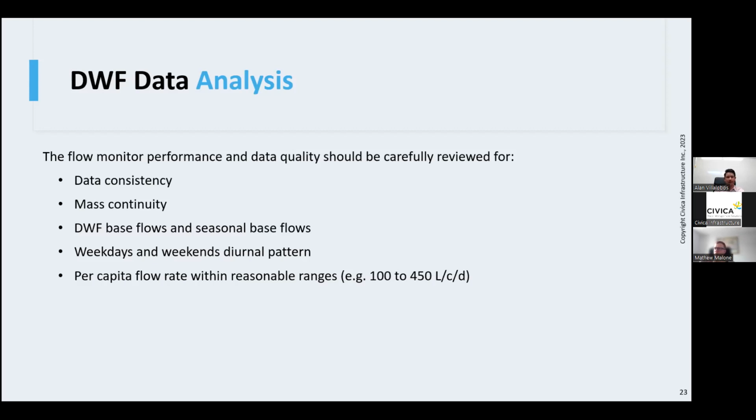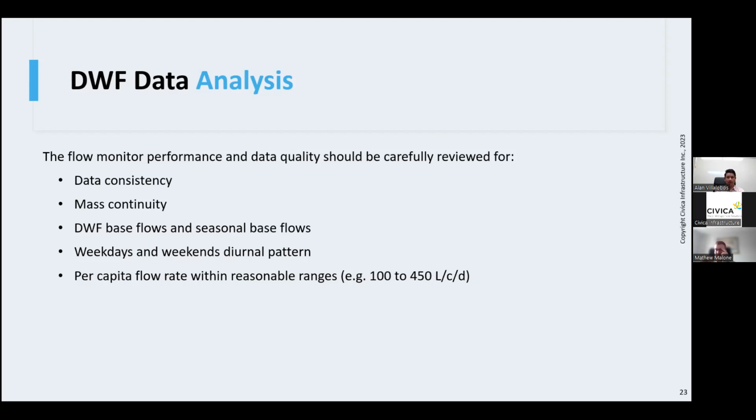Dry weather flows, like I say, depending on the season, the base flow might be higher or lower, depending on the groundwater infiltration. Weekdays and weekends diurnal patterns. So if you want to calibrate the model, you most likely want to separate the dry weather flow patterns between weekdays and weekends, because the peak flow that happens during the week is different than during the weekend.